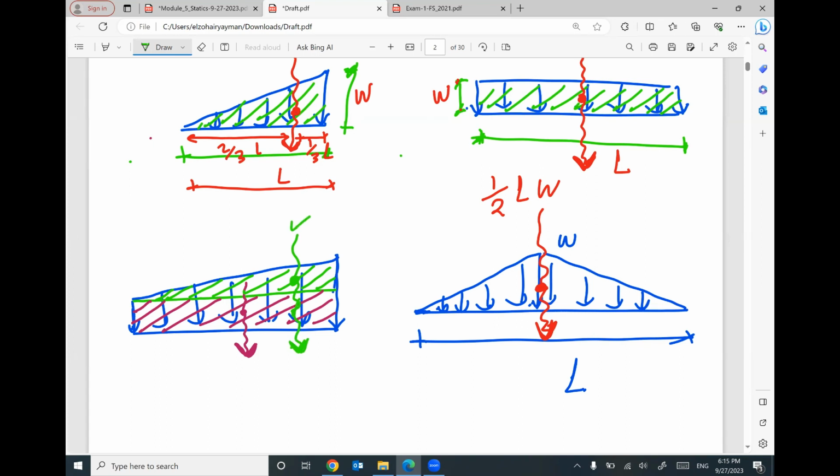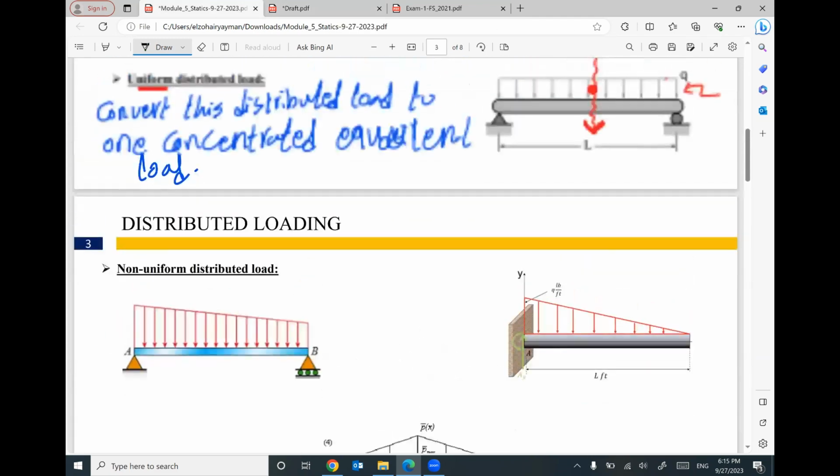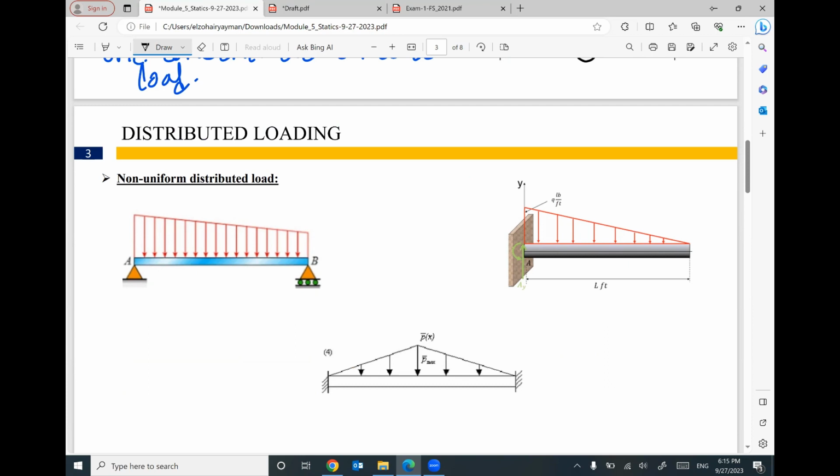That makes sense? So keep in your mind, we don't have any more cases, only 3 cases. Case number 1, if you have a uniform distributed load, rectangle. Case number 2, if you have a right angle triangle. Keep in your mind, the centroid of this right angle triangle is at 1/3 from this side and 2/3 from the other side. The third case, we have a triangle which is symmetric, so the equivalent will be at the midpoint because the centroid is at the midpoint.